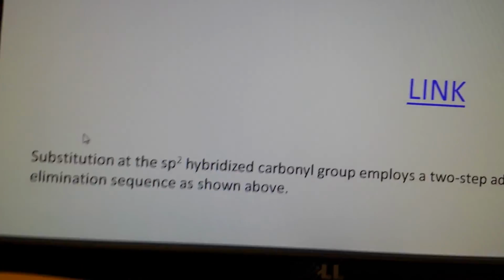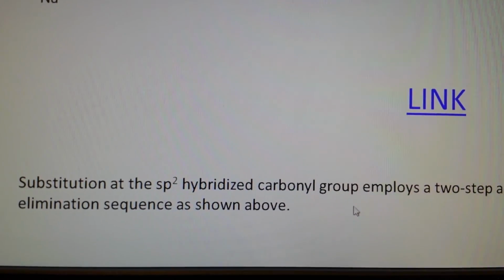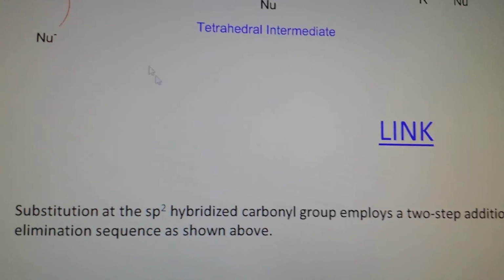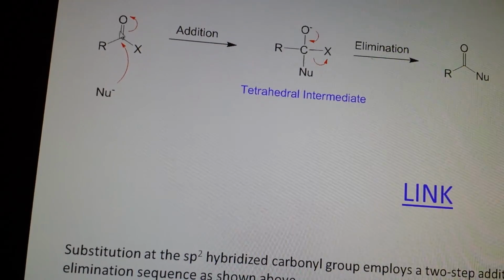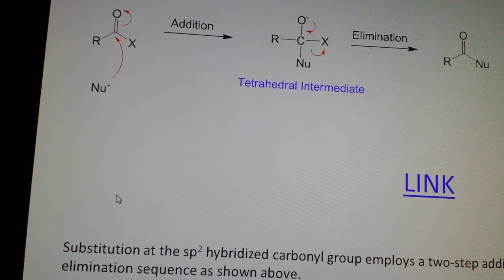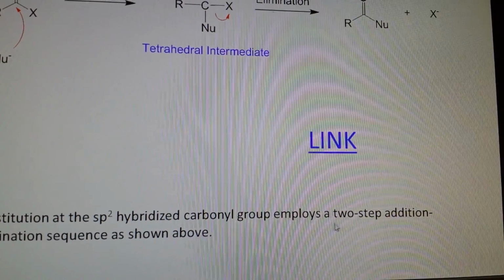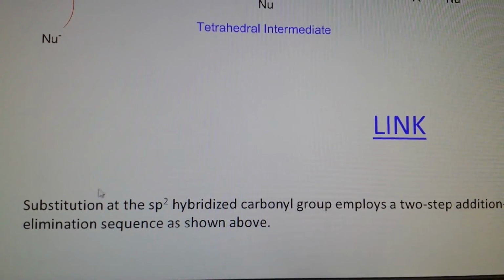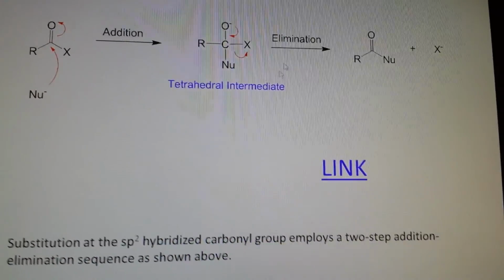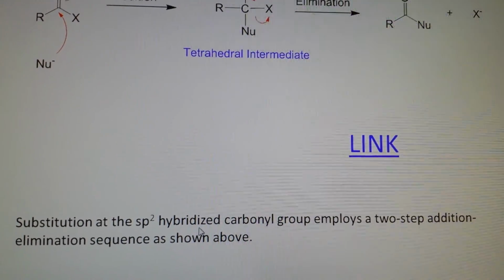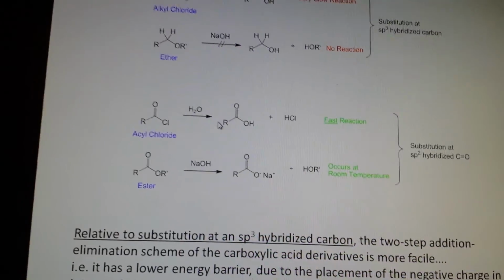Now if I talk about substitution at the sp2 hybridized carbonyl group, this is an sp2 hybridized carbon because it has three other atoms, oxygen, OH and R. Substitution at the sp2 hybridized carbonyl group implies a two-step addition elimination. First step you have seen is addition, the second step is elimination, the sequence as shown above.